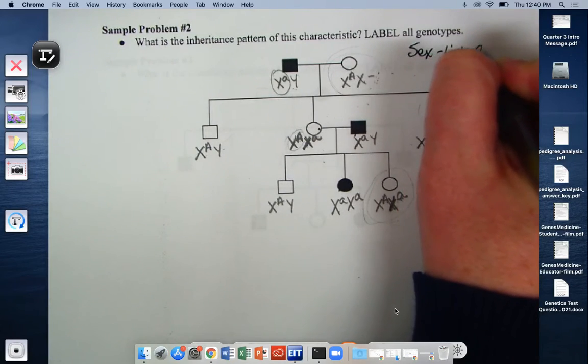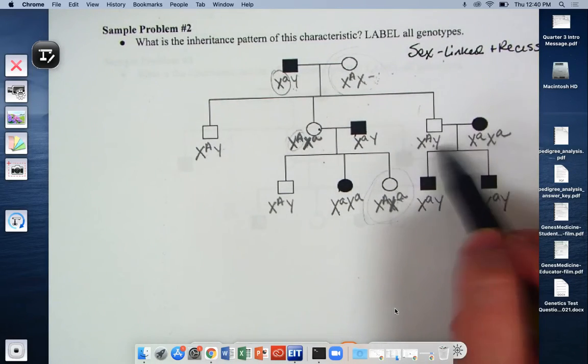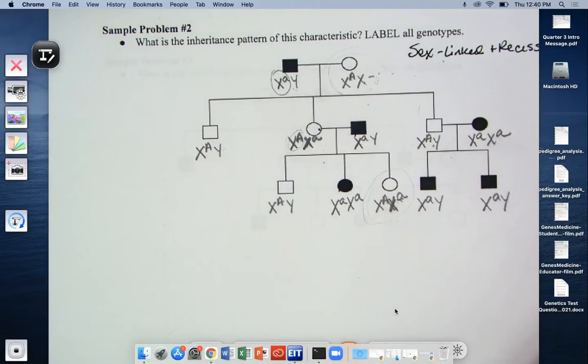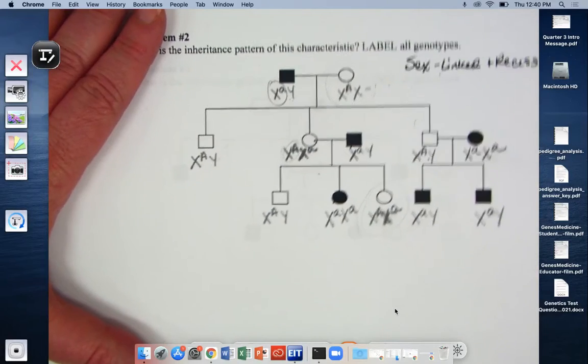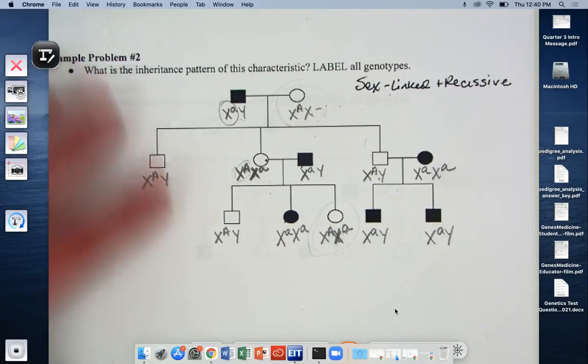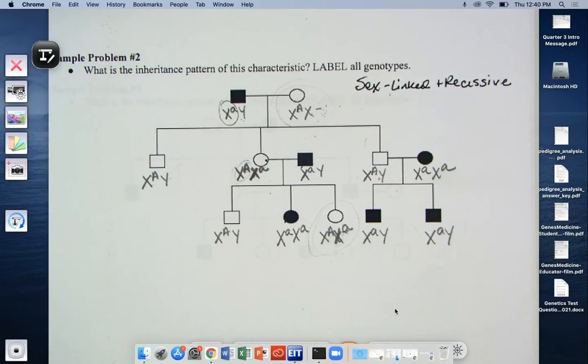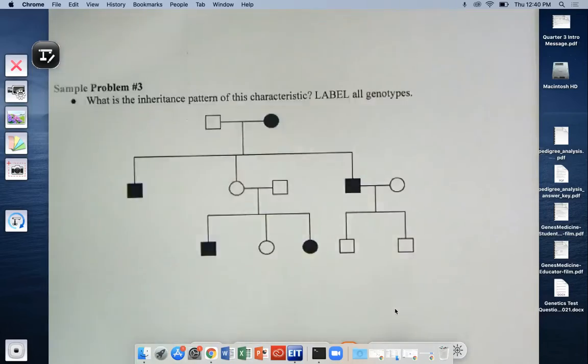Had we filled this out and then noticed that these two parents can't have this, we would have had to go back and figure out what was wrong. So we could still have found it to be no, but sex-linked is the answer for sample problem number 2. Okay? Sample problem number 3.